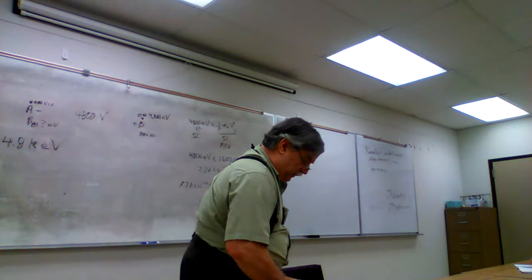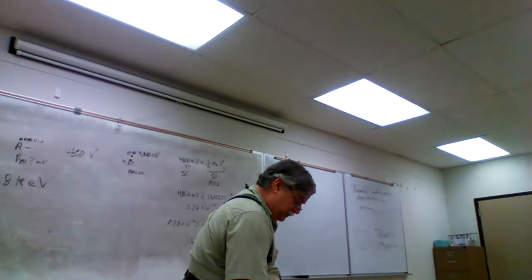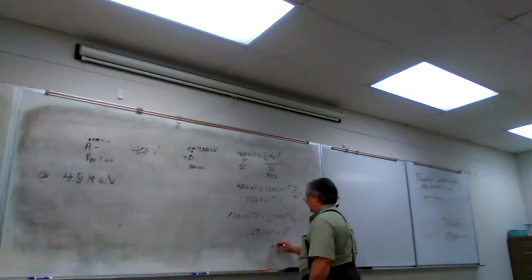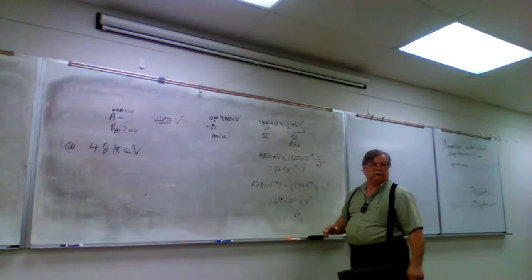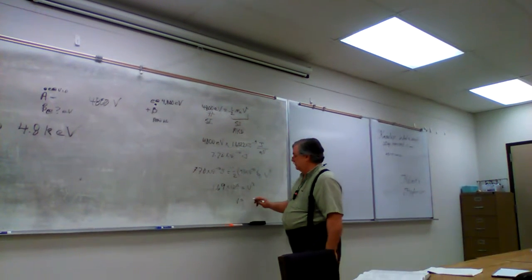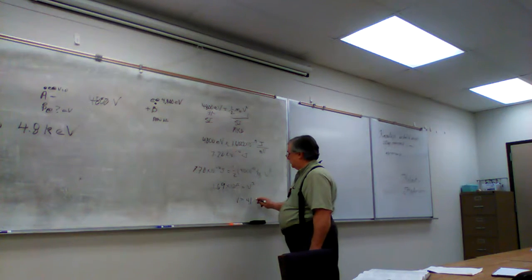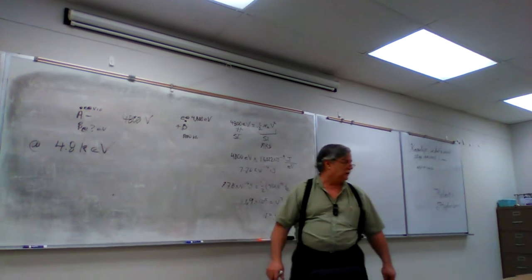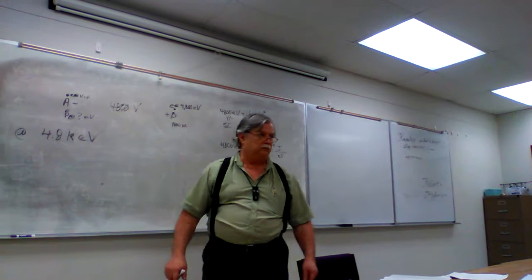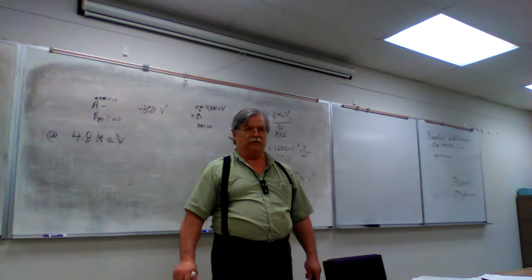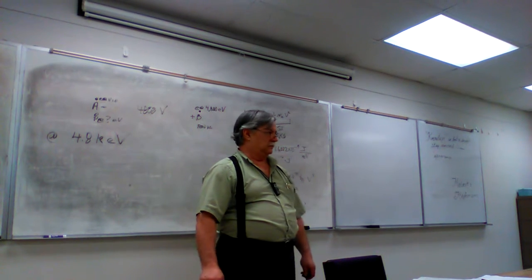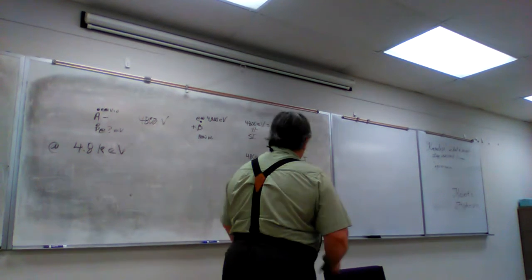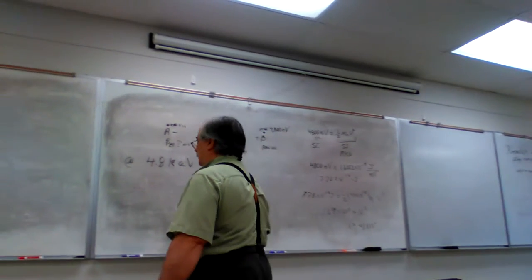And if you take the square root, you end up with 4.09 times 10 to the 7. Yeah, 41 million meters per second. Okay. What's the mass of a proton?